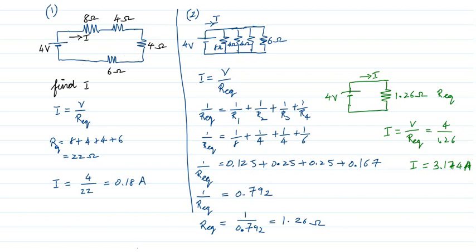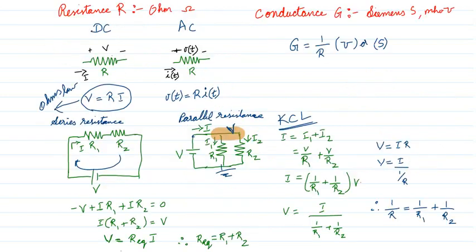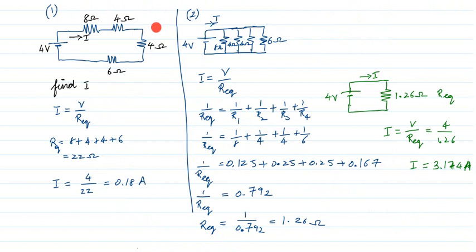Now the question is find the current I. We know current is voltage by resistance. Okay, since they are in series, what we have found in the previous slide, R equivalent is equal to the sum of the resistance which are in series. Thereby I can add all the resistance. So R equivalent is equal to 8 plus 4 plus 4 plus 6 is equal to 22 ohms. So I is equal to total voltage 4, total resistance or equivalent resistance 22, so it is 0.18 ampere.